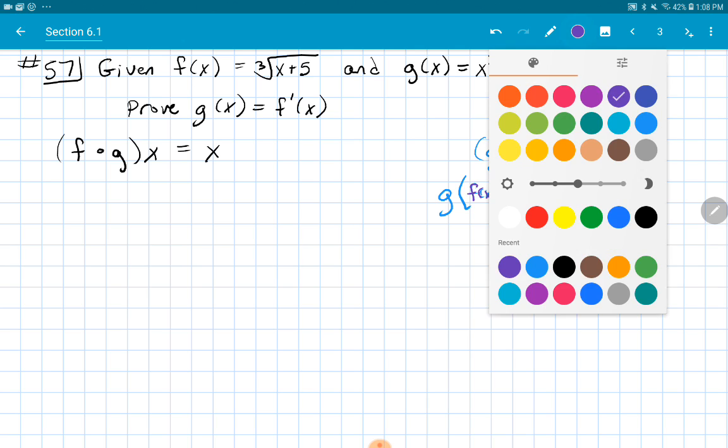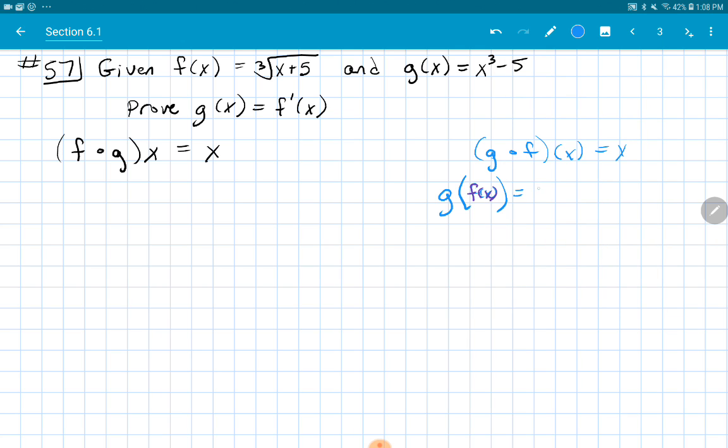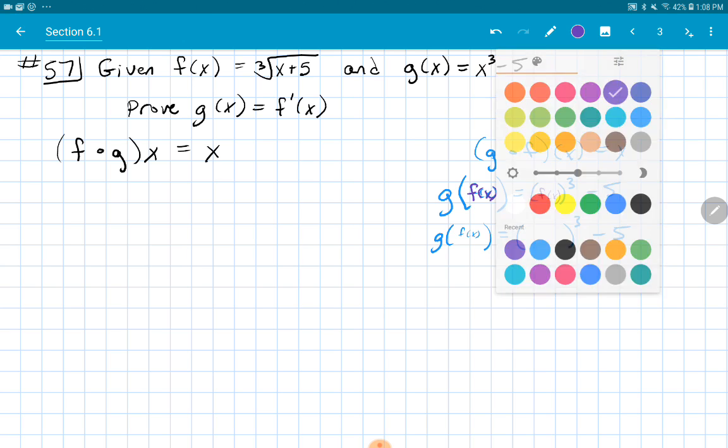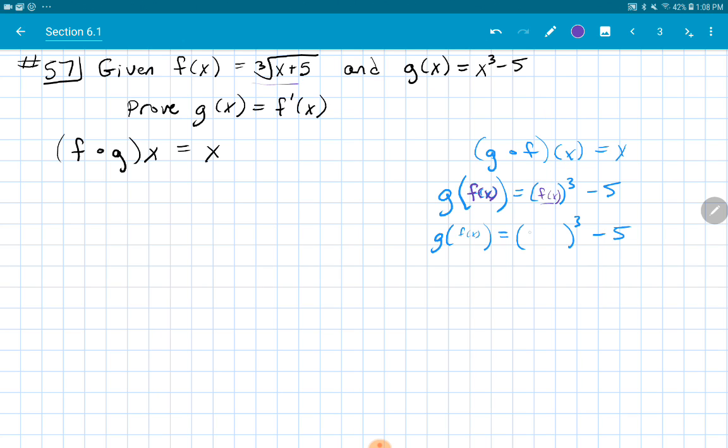So g of x equals x cubed minus 5. But instead of x, I'm going to write whatever f of x is. So g of f of x equals that f of x cubed minus 5, and f of x is this guy. So that's cubed root of x plus 5.